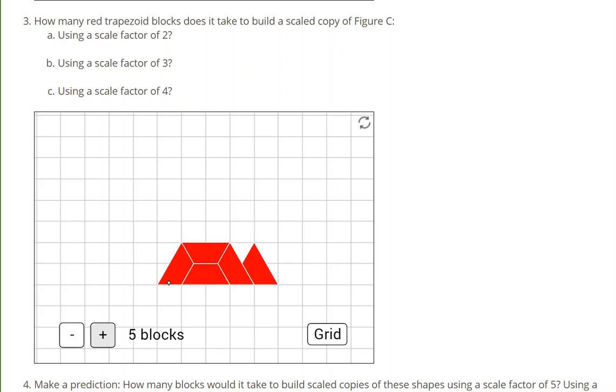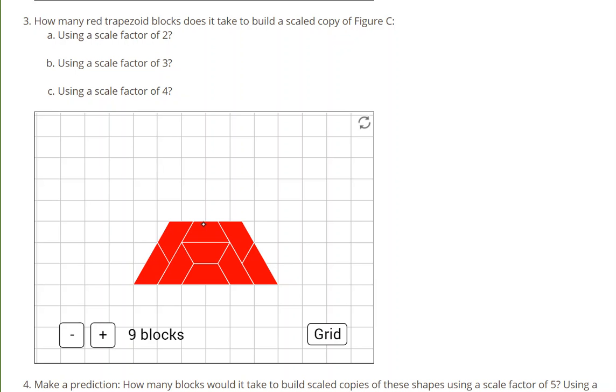So I'm going to start adding some shapes. And you can see by the time I've added those shapes, the base is now 6 blocks long. 1, 2, 3, 4, 5, 6, which is what we were looking for with a scale factor of 3. And we recreated the same shape. It's just bigger. And it took us a total of 9 blocks to do that.